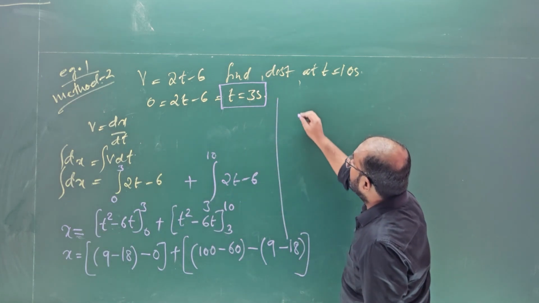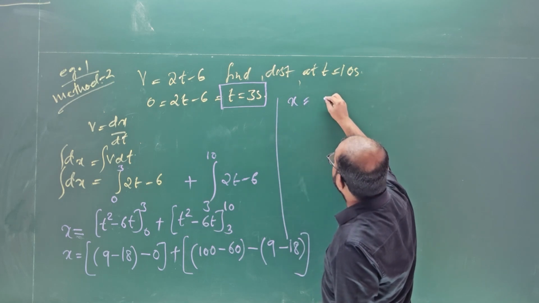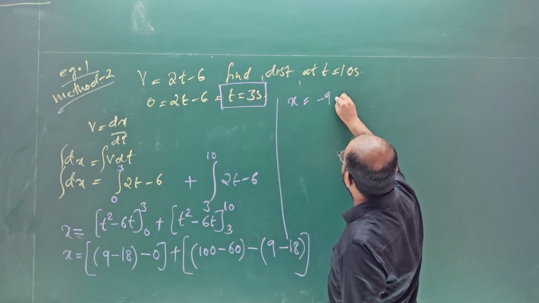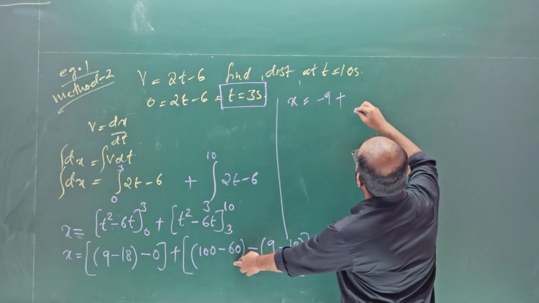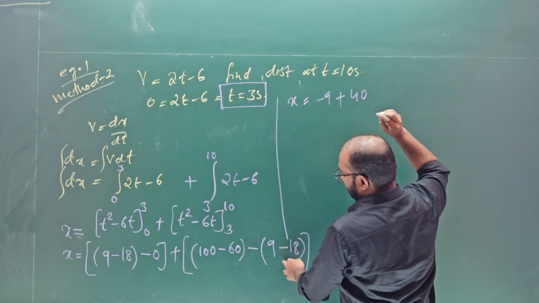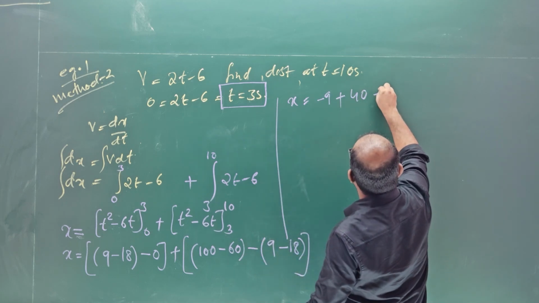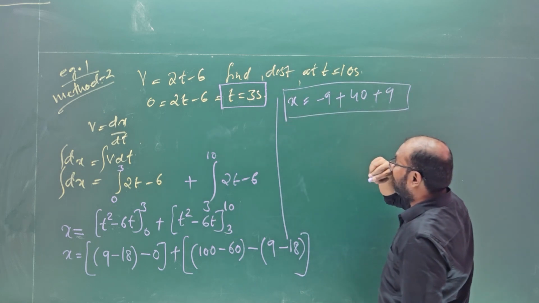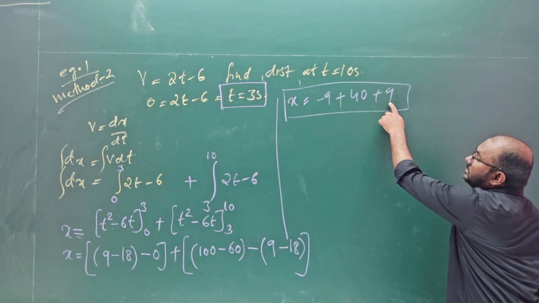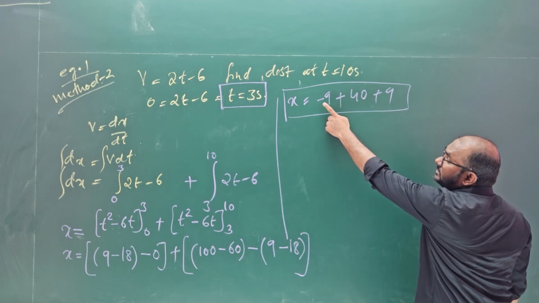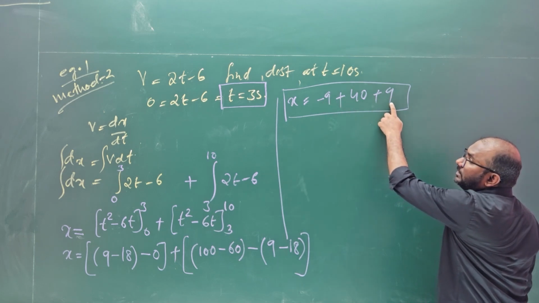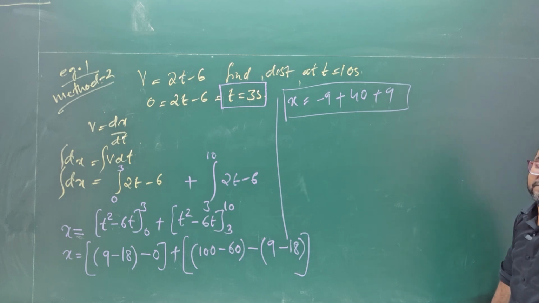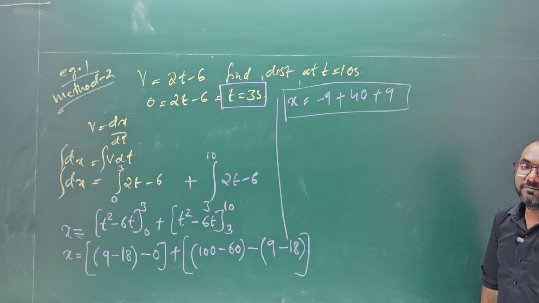Okay, so what we got? x is equal to minus 9 plus 40, then minus 9 plus 9. Here is the equation we got. Now, can I cancel this 9 and 9? If I cancel this negative 9 and positive 9, then we will be shifted to displacement. And we already know that distance cannot be negative.